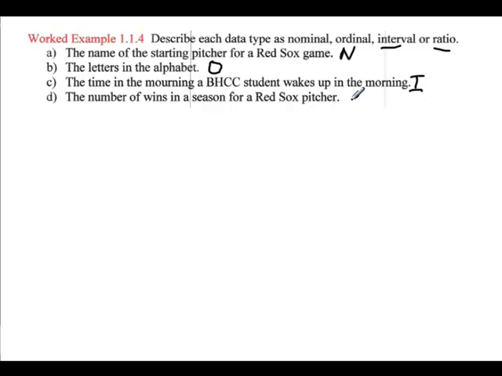Now, let's contrast that one with D, the number of wins in a season for a Red Sox pitcher. So is having 8 wins twice as much, say, as having 4 wins? And the answer there is yes. That's a little bit different than in C. Also, is there such a thing as having 0 wins for a Red Sox pitcher? Well, we hope not, but yes, it is possible. And so here really ratio does make sense for 2 reasons. There's a 0, and sort of multiplication and division makes sense. And so that's why this one is ratio.